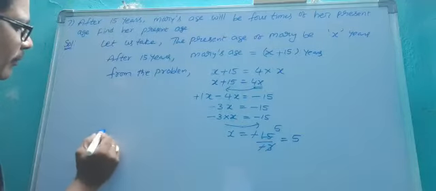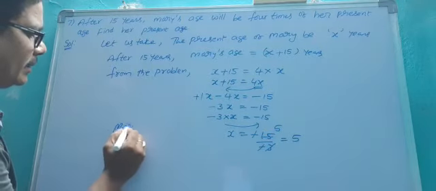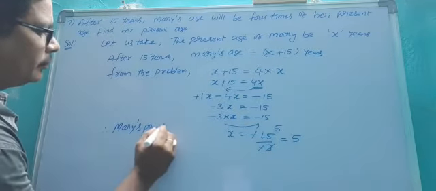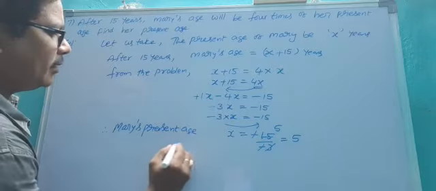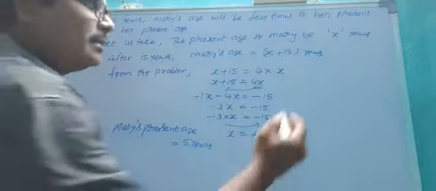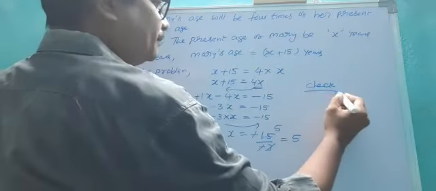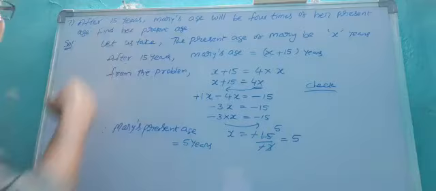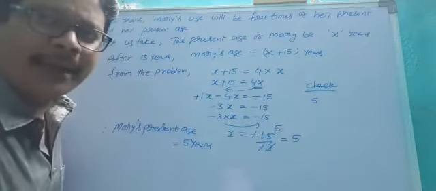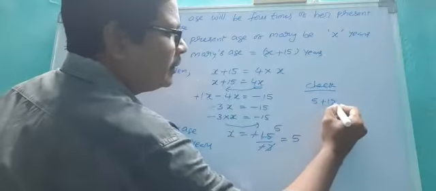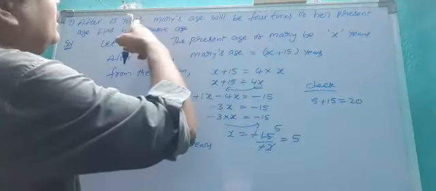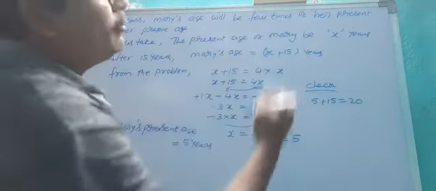Therefore, Mary's present age is equal to 5 years. Is it right or wrong? Let's check it. After 15 years, present age of Mary is 5, so after 15 years her age is 20 years. Yes or no? Mary's age will be 4 times her present age.